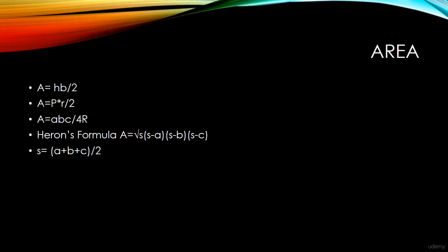Another important formula for calculating the area is called Heron's formula or Hero's formula: A = the square root of S(S − A)(S − B)(S − C), where A, B, C are the three sides of the triangle and S = (A + B + C)/2, which is the semi-perimeter of the triangle.